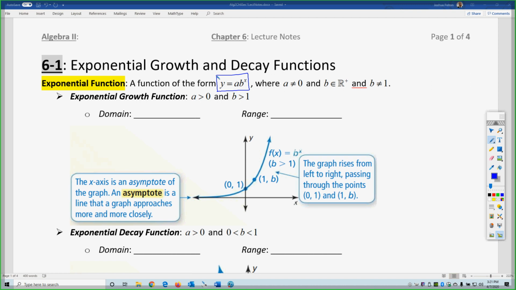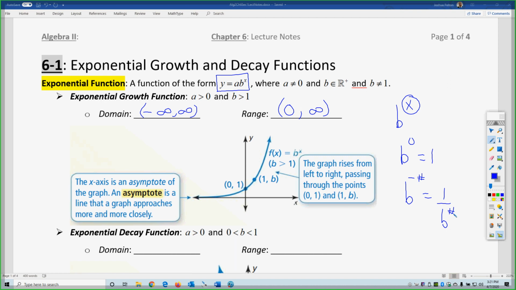So the domain on this is negative infinity to infinity because it goes forever left and forever right. You can plug in any x value you want. However, regardless of what you plug in, it's 0 to infinity for the range. You can't get to 0, okay? Because b to any power, no matter what you plug in there, will always give you a number that's greater than 0, because b to the 0 is 1. B to a negative number is just 1 over b to that number. So you're not going to get any negative numbers. You're not going to get 0.